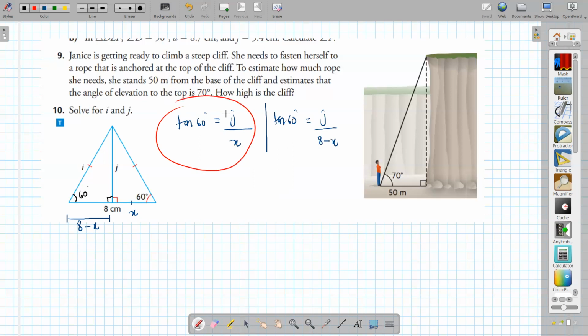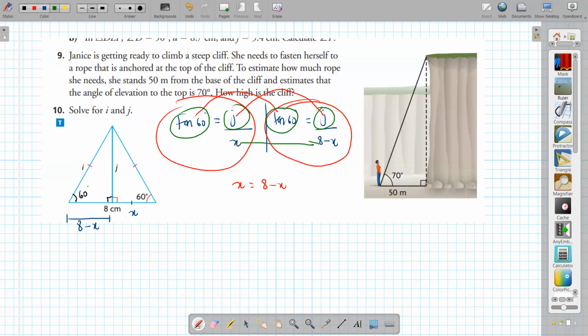Now you want to compare these two. Tan 60 is tan 60. J is J. Therefore, the x on the bottom must be 8 minus x. Do you agree? Just by their positions: tan 60, tan 60, J, J. That means this ratio must be equal. Well, it is equal because that's tan 60. So 8 minus x is x. So therefore x is 4. So we've just proved that this is 4. Did that make sense?